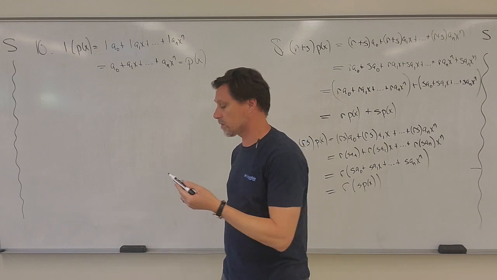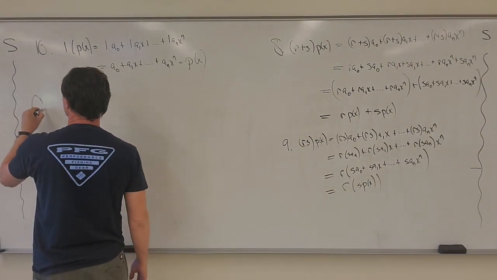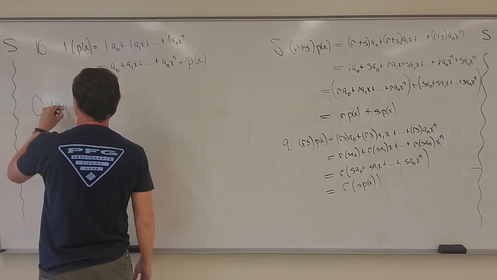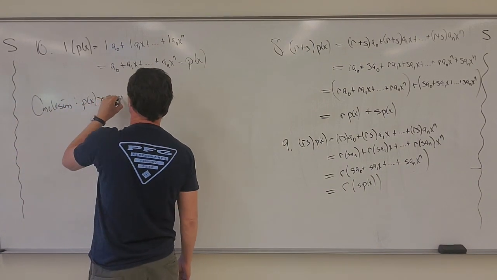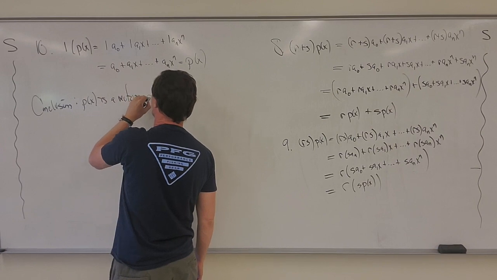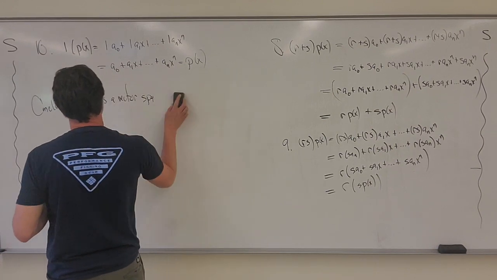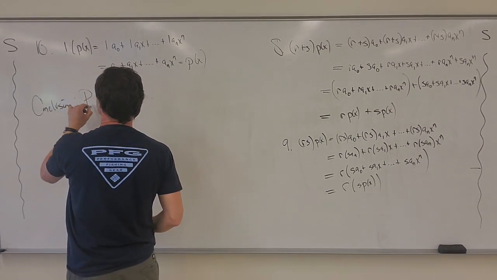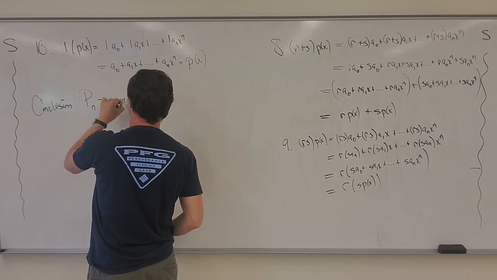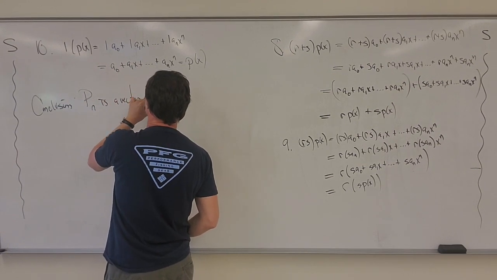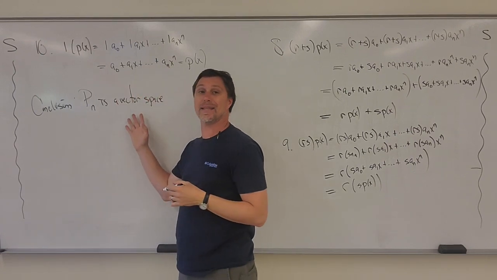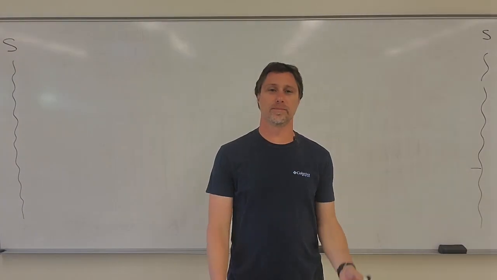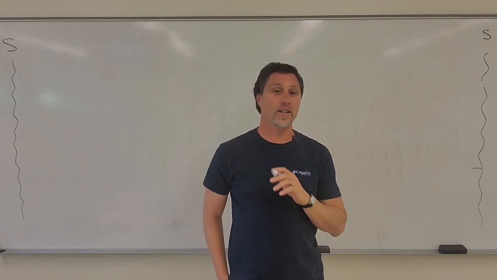That tells us then, so our conclusion, P of x is a vector space. Oh, sorry, not P of x. P sub n is a vector space. This will be an important vector space. This will show up lots and lots of times in this class. All right, let's do some more examples.